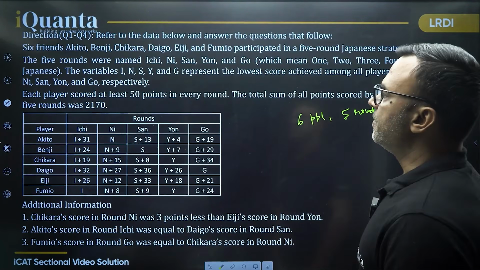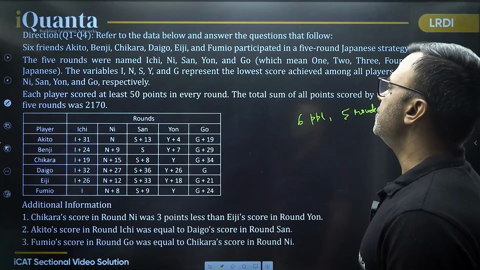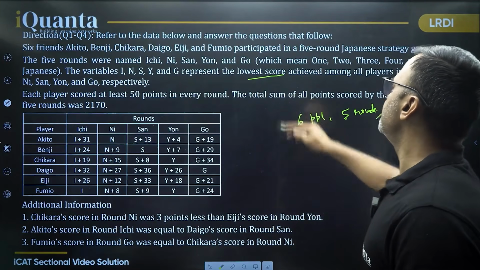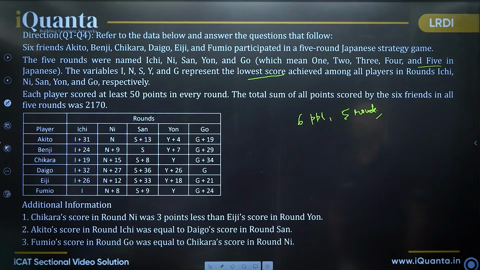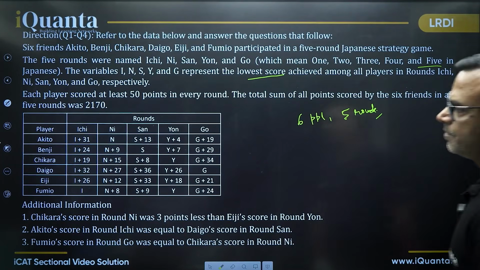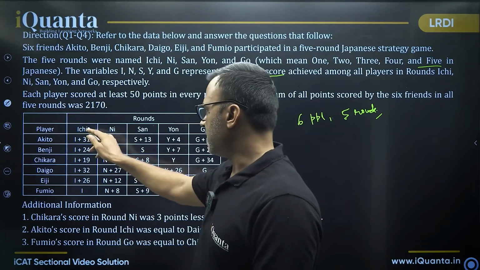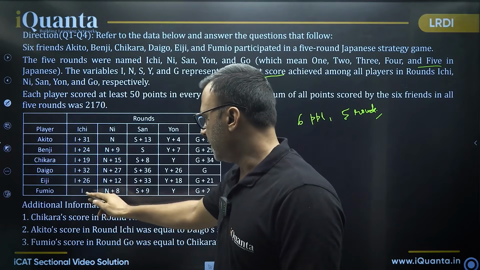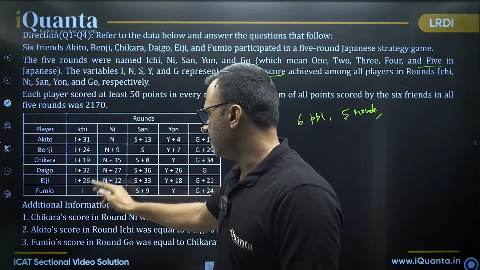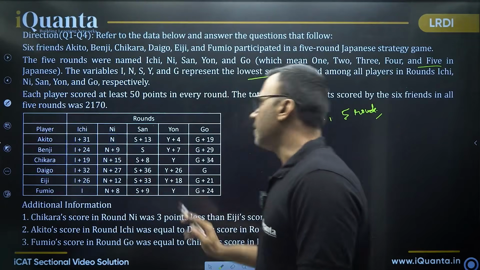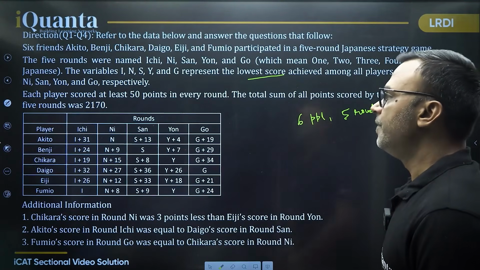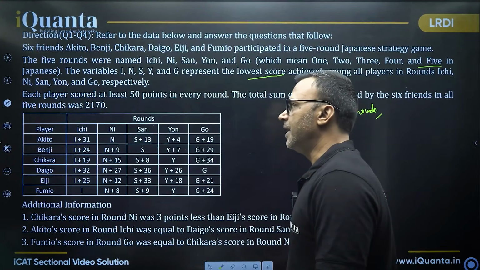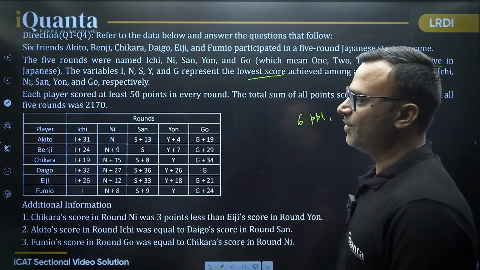Okay. The variables I, N, S, Y, and G represent the lowest score achieved among all players in the respective rounds. So they have given the names of the rounds, round 1, 2, 3, 4, 5. And accordingly, the scores, I is the smallest or the lowest score in this, and here N and so on. Okay, good. Good way of presentation. You know, always feel happy that you are looking at something interesting and new.